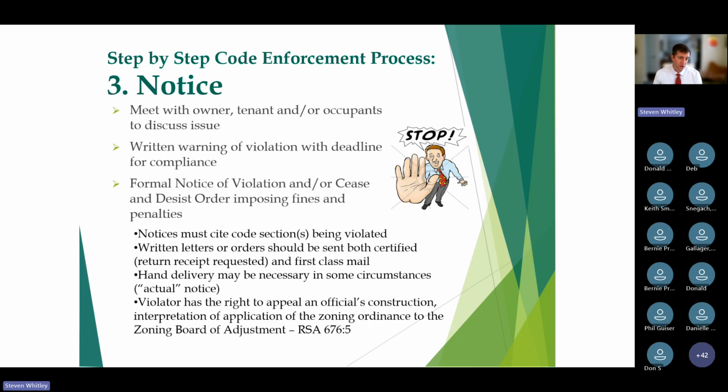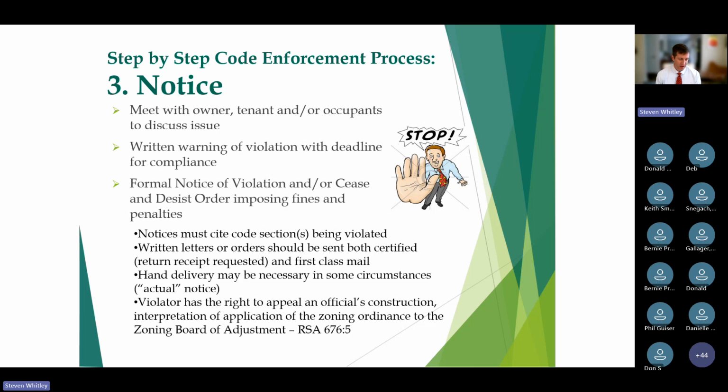Notice. You should disclose to the owner what the violation is, and include in that written notice a deadline for compliance. The notice needs to cite the code sections being violated. Notices obviously should be in writing. They need to be sent certified return receipt and first-class mail. Return receipt is really useful because you have proof of when the property owner received that notice.